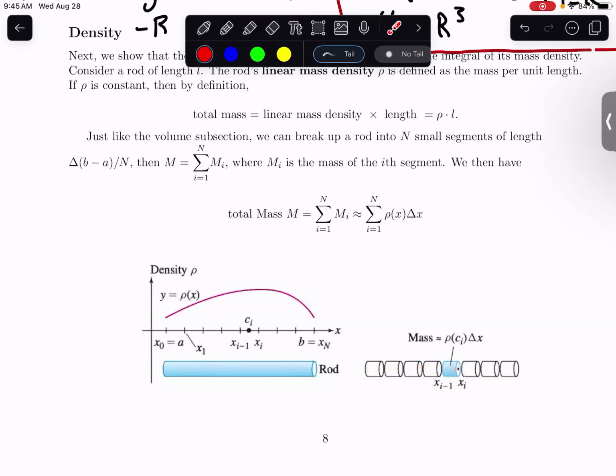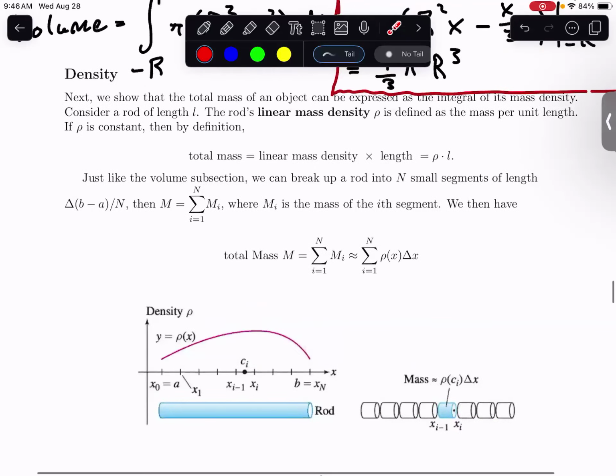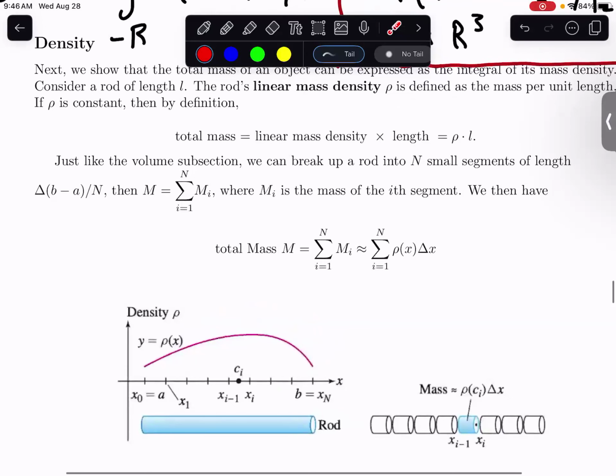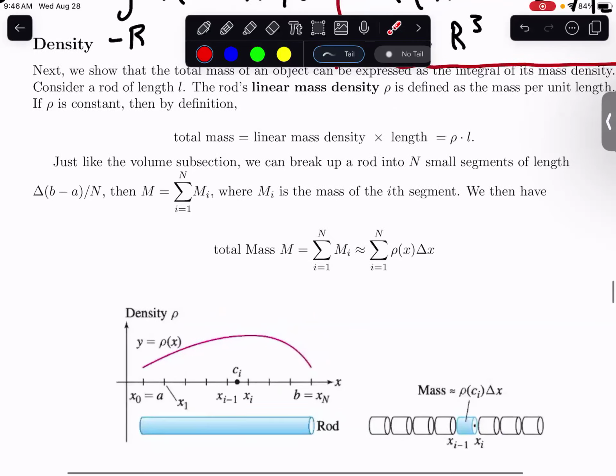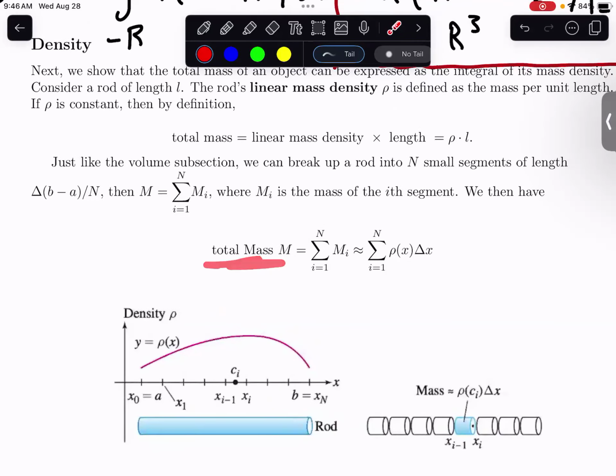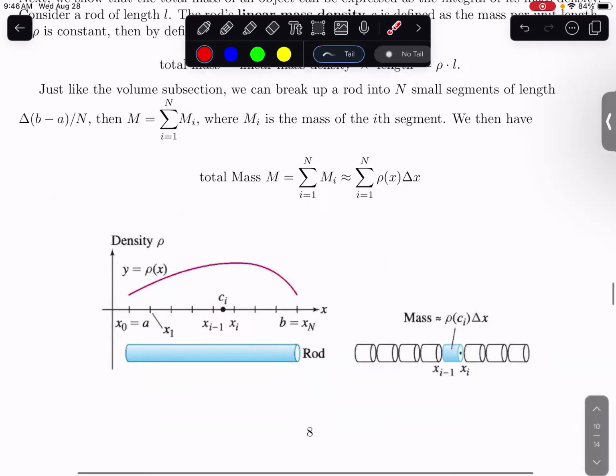If you add them all up, then you get a decent approximation of what the total mass will be. If we make these smaller chunks get smaller and smaller, our approximation will get better and better. Just like the derivation of the volume equation we looked at, the total mass m is given by the mass of these smaller segments. And if we let n go to infinity, we end up getting a Riemann sum approximation of the integral.